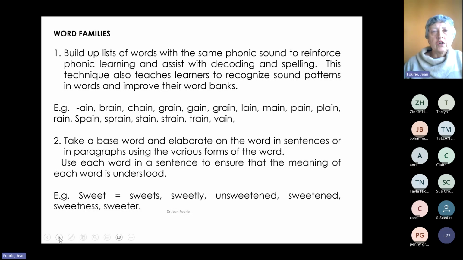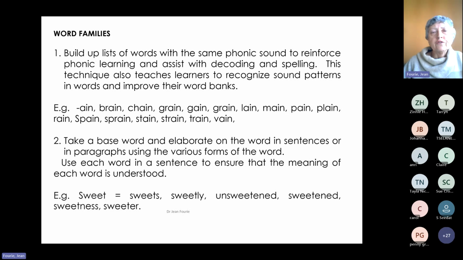And here you've got words that all have a very similar sound pattern somewhere. For instance, in this example, the sound pattern is ain, A-I-N, which is a common pattern found at the end of a lot of words. You put together a whole family of words that all end in ain, such as brain, chain, grain, gain, lane, main, strain, Spain, rain, and so on.